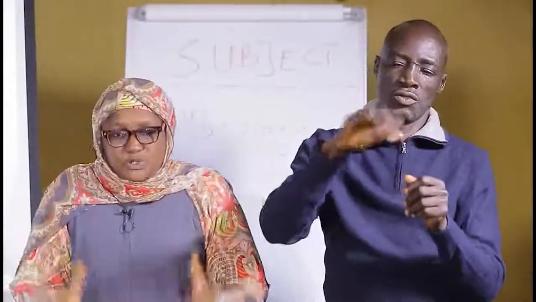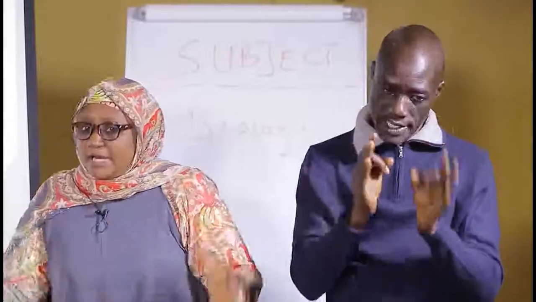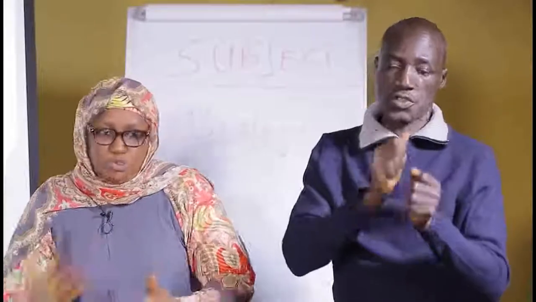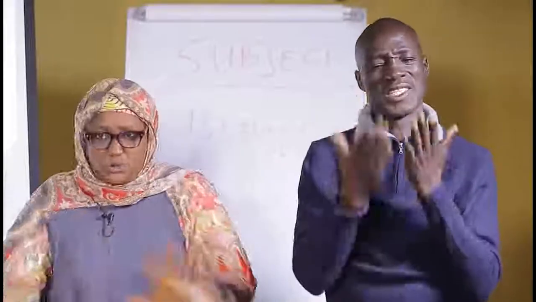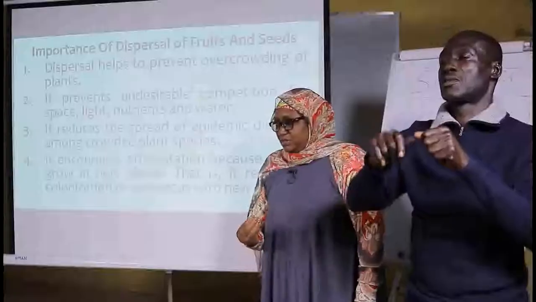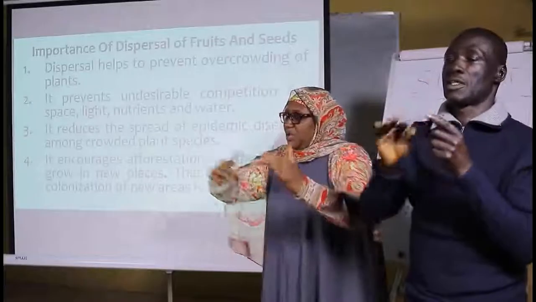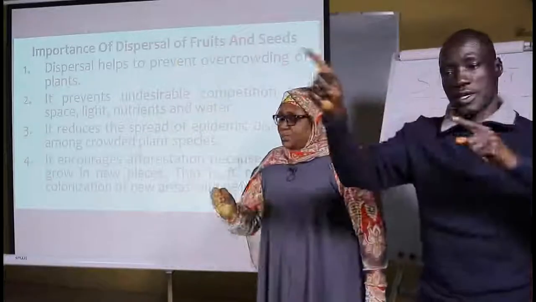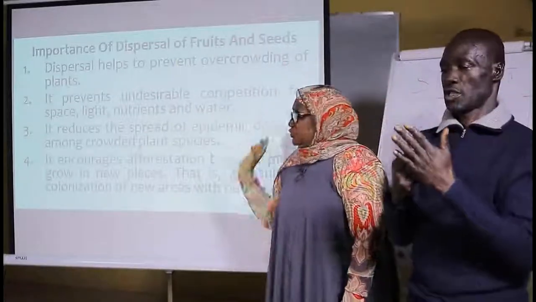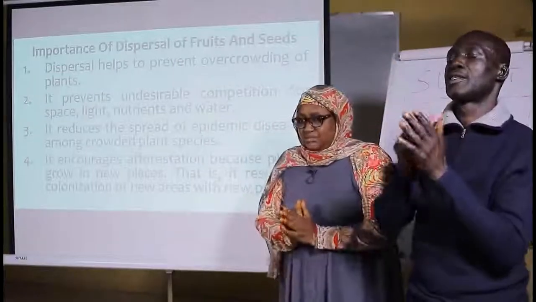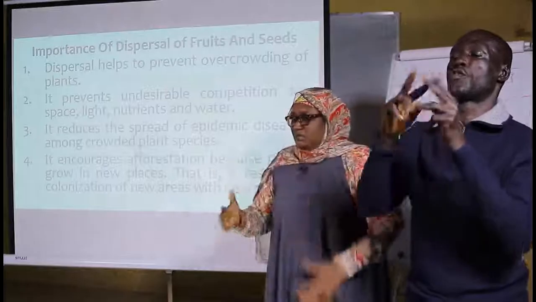So all these resources, if they are overcrowded, the competition for those resources will be too much, and definitely many of them cannot survive it. So very few can survive the competition. So when there is dispersal, when they are moved from one place to another, far from the parent plant, the competition for these spaces, for these nutrients or raw materials becomes less because they are far away from each other.